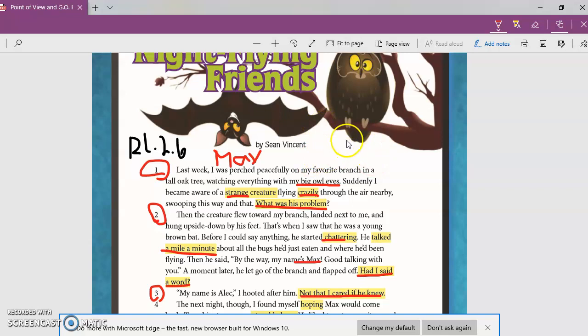So we have a name for our owl, and our narrator, his name is Alec.